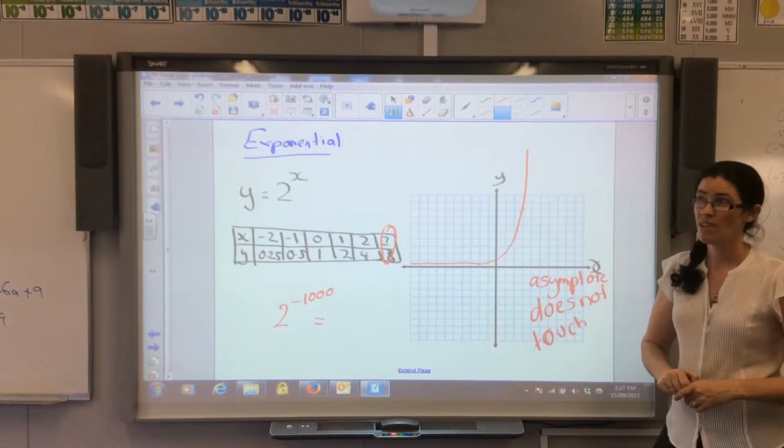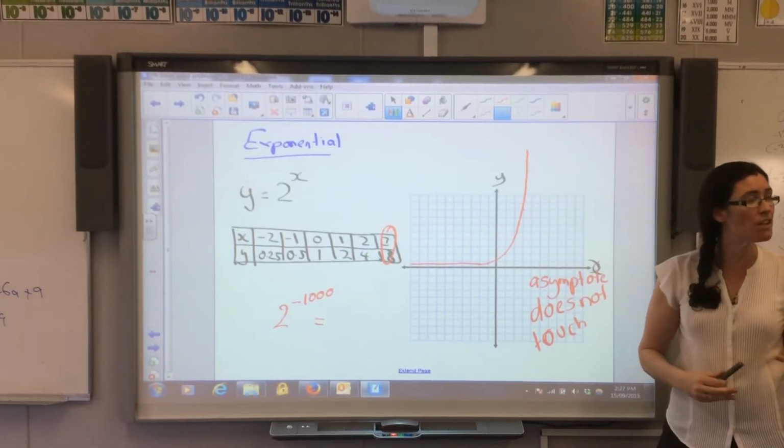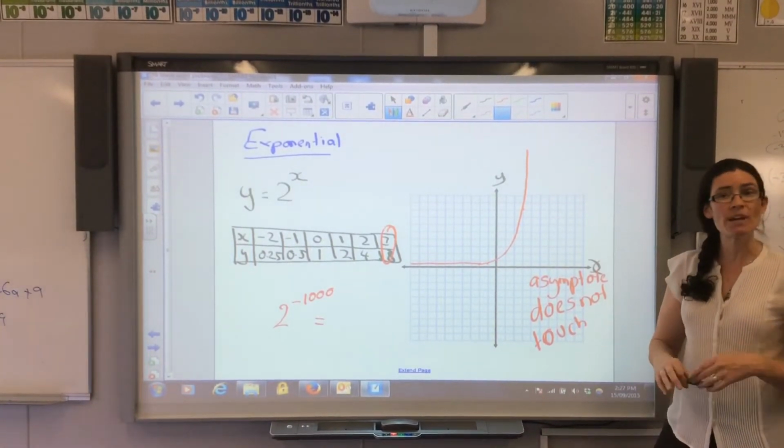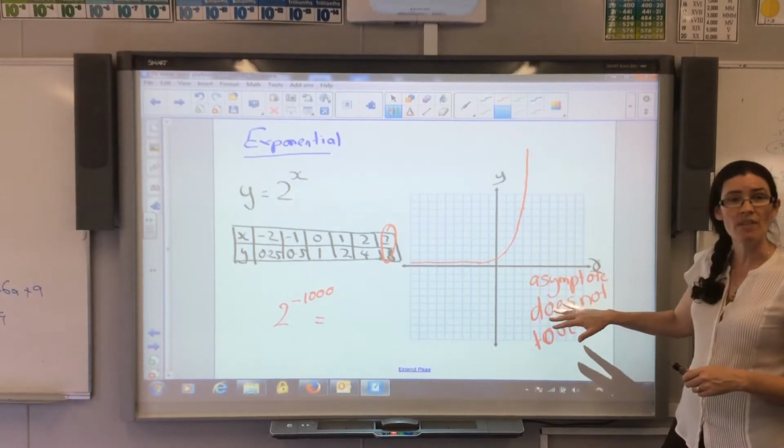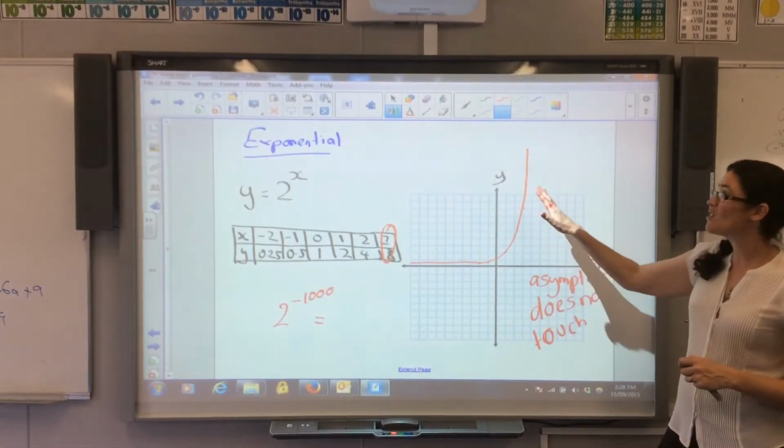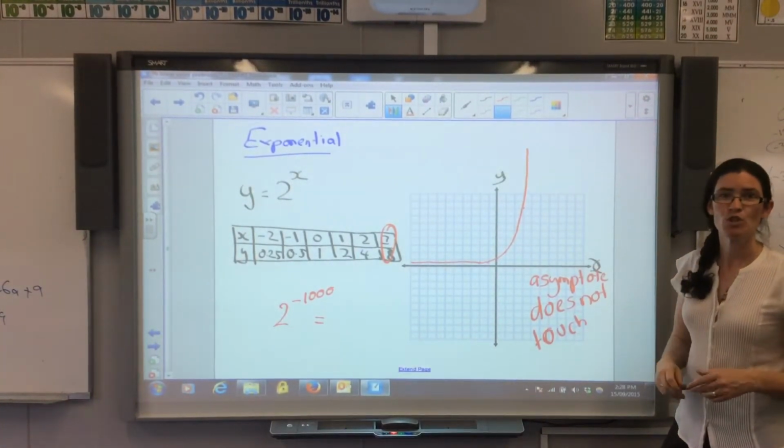Okay? So that's an exponential. Exponentials are quite unusual. In one direction, they'll hit an asymptote, a line they don't cross, and in the other direction, they'll go to infinity.